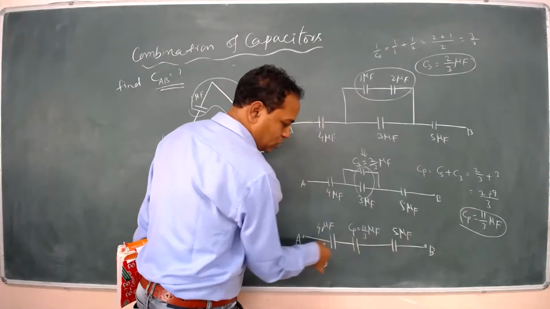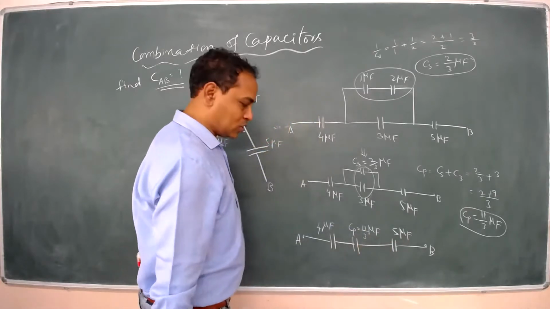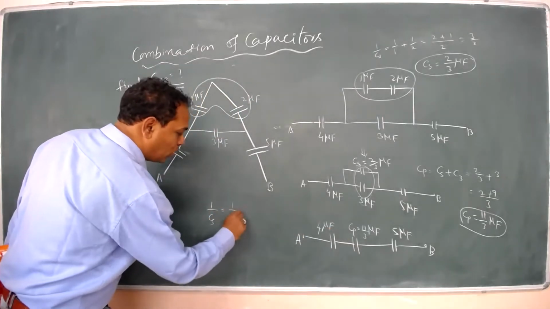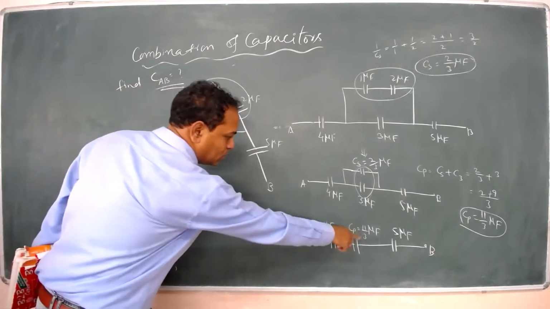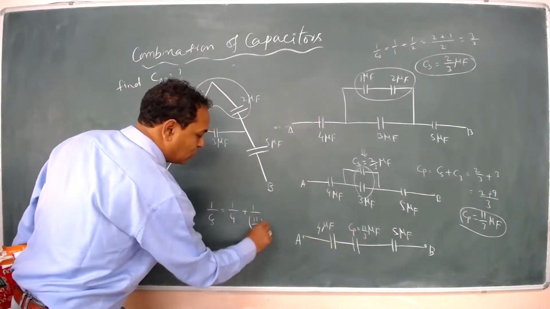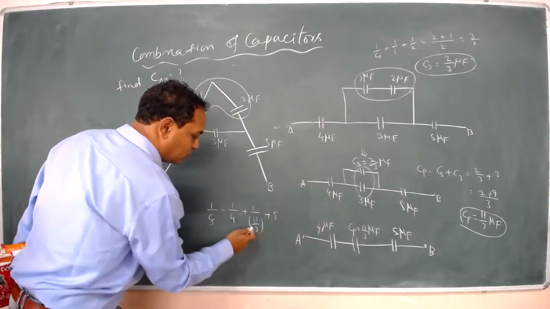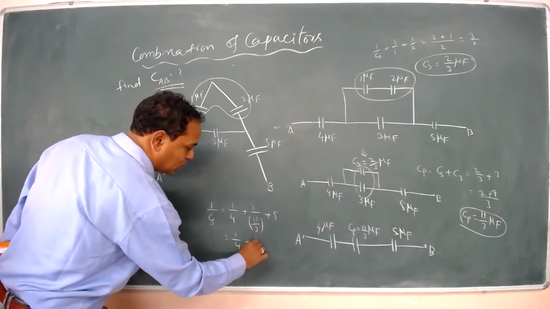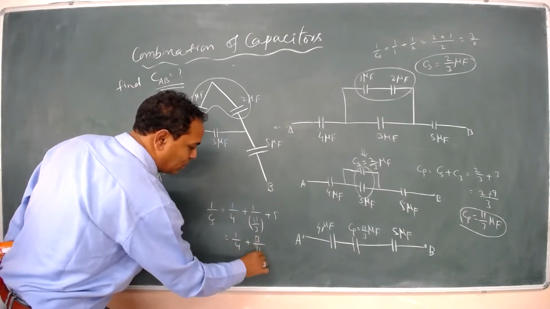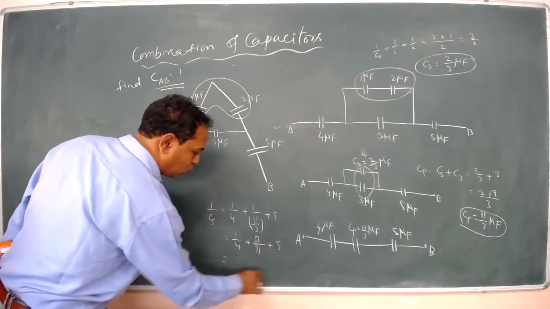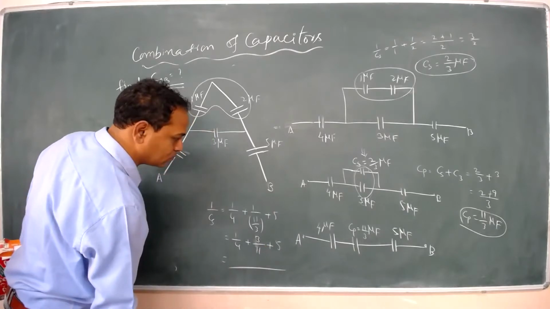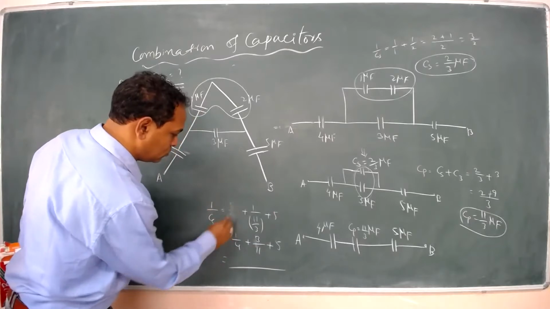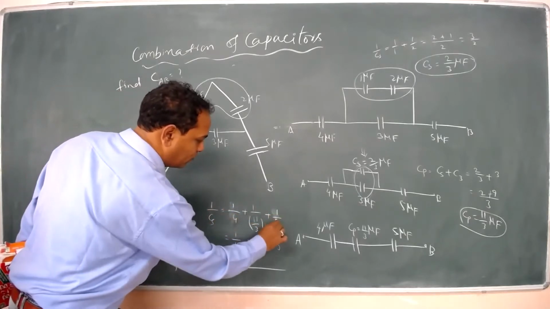Now the effective capacitance between A and B. Now see, these are all in series. So series means that formula: 1 by CS is equal to 1 by 4 plus 1 by 11 by 3 plus 1 by 5. This 3 will go up, so I can write 1 by 4 plus 3 by 11 plus 1 by 5.